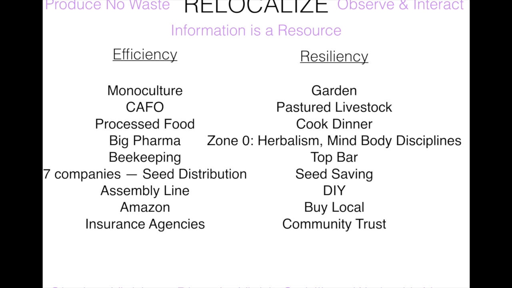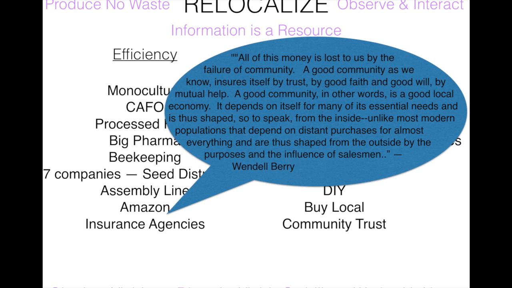Insurance agencies, in some ways, this need for doctors to insure themselves against malpractice is such an element of the trust that we've lost as a community. And again, a Wendell Berry quote, he talks about the amount of money leaving the country to the pockets of insurance agencies. And he looks at that of like all of this money is lost to it by the failure of community. A good community, as we know, insures itself by trust, by good faith, goodwill, by mutual help.